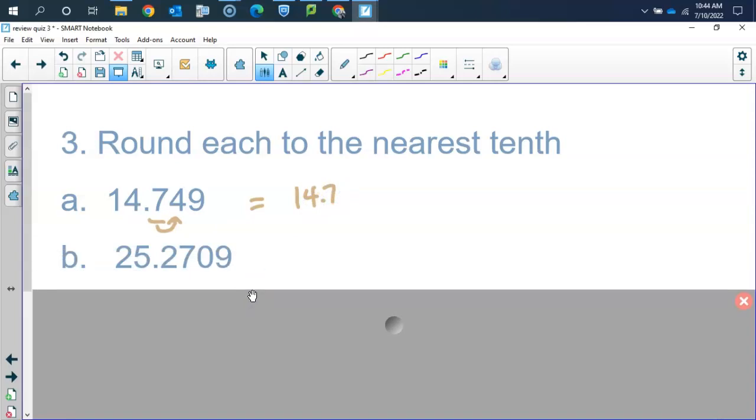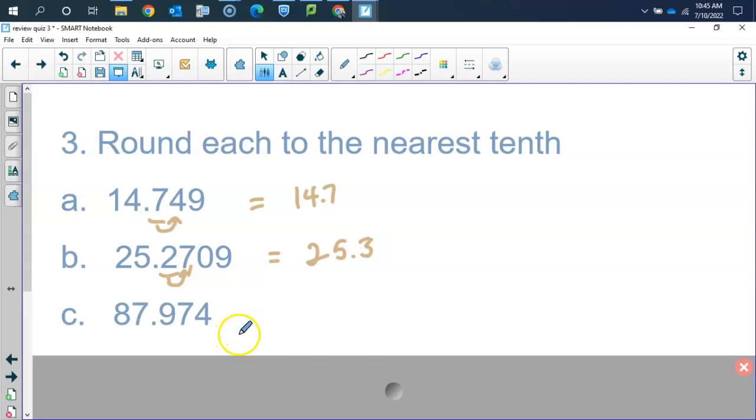Okay, round this to the nearest tenths. Go. Again, here's the tenths. Look one to the right, that is a 7. That's going to round up to 25.3. 5 or above, you give it a shove.